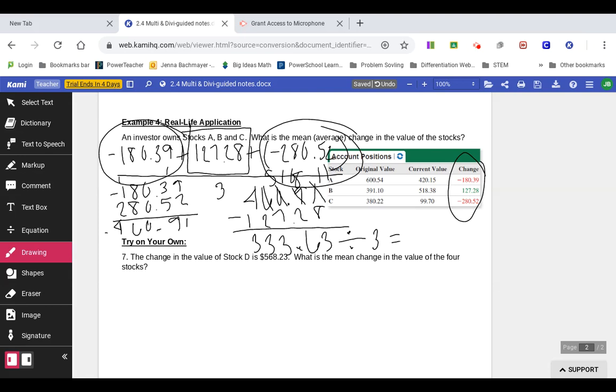And we're going to end up with $111.21. In this problem, my answer is going to be negative because $460.91 was negative, and you always take the sign of the larger number. So go ahead and try number 7 on your own.